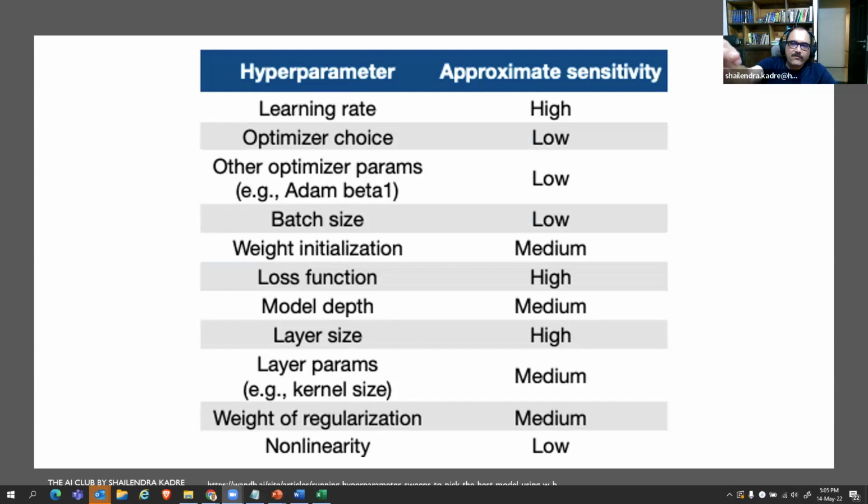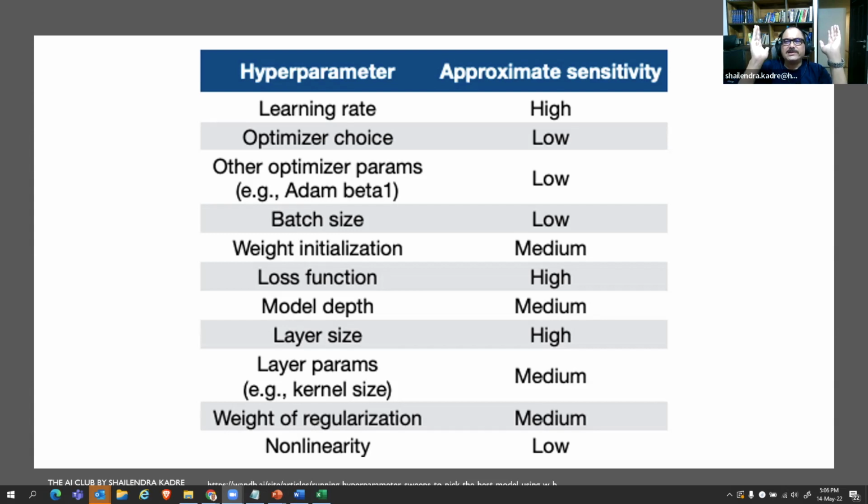So which are your high ones? High ones are the layer size, the number of layers, 1, 2, 3, 5. That is very sensitive, high sensitivity to the final model. Then learning rate is very important because it also has high sensitivity. After that you have the medium ones.